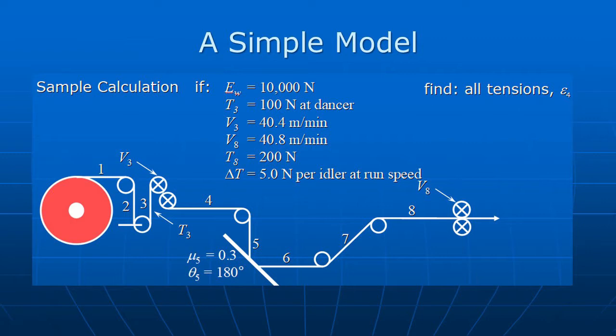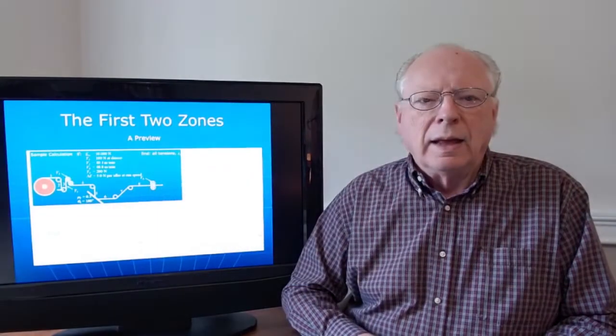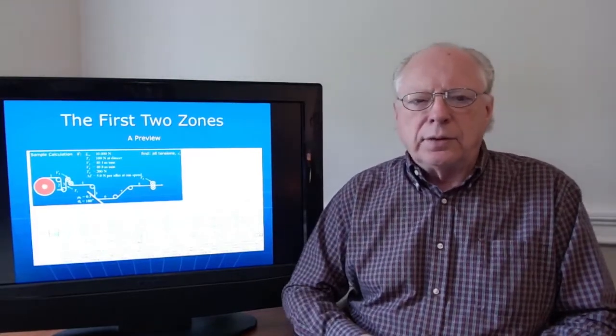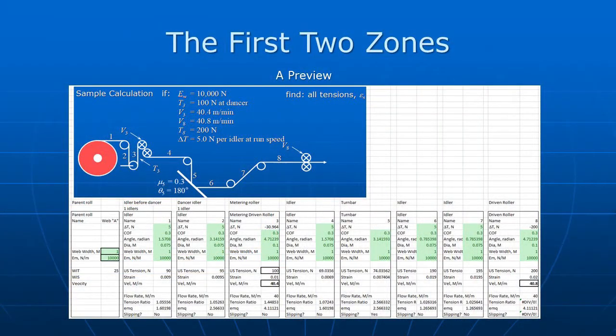So span 1 is an idler span. Span 2 is an idler span, since a dancer or a load cell is just an idler. 3 is an SRAP span, etc. So, again, another preview. This is the model of the web path that I just showed you, and we're going to go through this in detail.